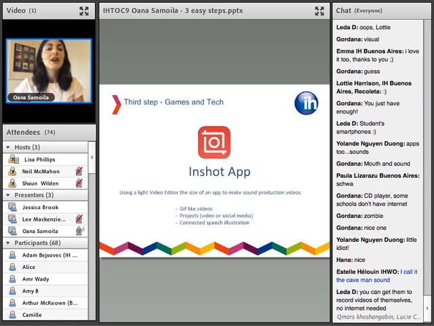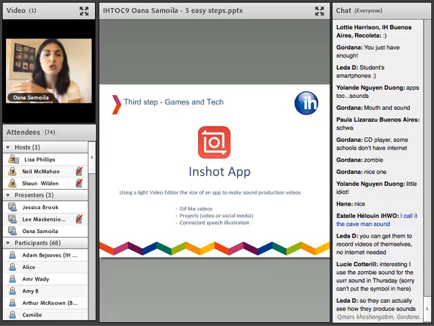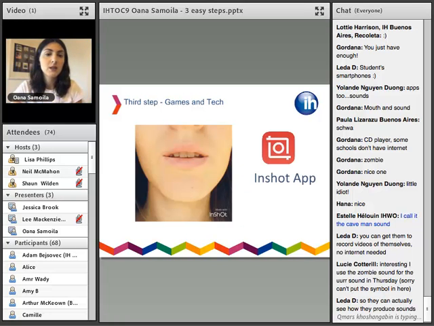Yes, definitely. Another little app that I use with my students, when we want to create a GIF or something similar to that, is the InShot app. It's a light video editor the size of an app to make sound production videos. I use it to make GIF-like videos, projects. We use it for video or social media, and we also use it as a connected speech illustration. And I would have the video, but the videos look something like this, okay? Yeah, so they can actually see how they produce sound.